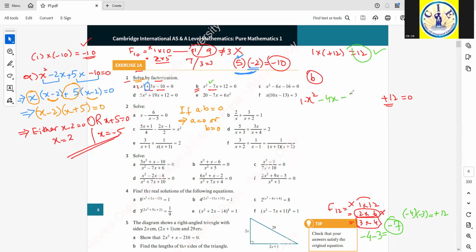Negative 4x, negative 3x. Now, in this case, the order of these does not matter, whether you write negative 3x first and then negative 4x or the other way around, because we know that addition is commutative. So that's why. Okay, now combining these two, I can have x taken common.